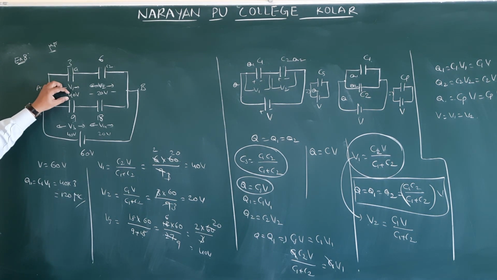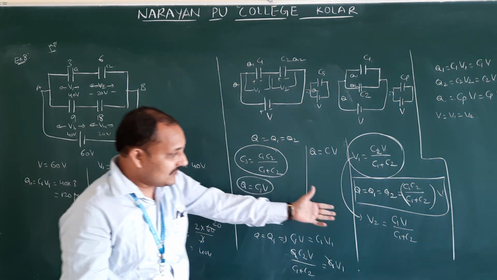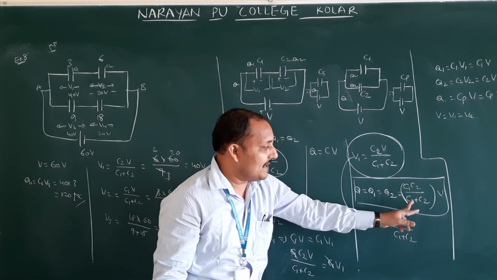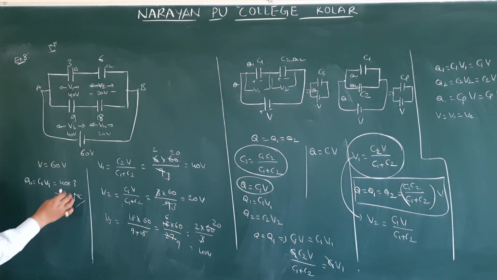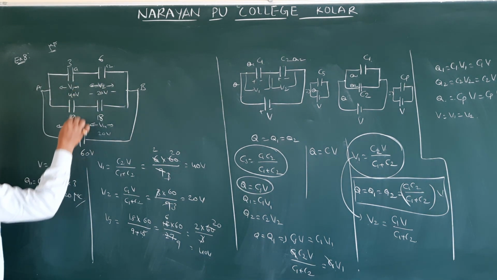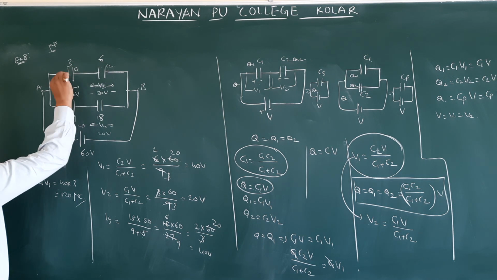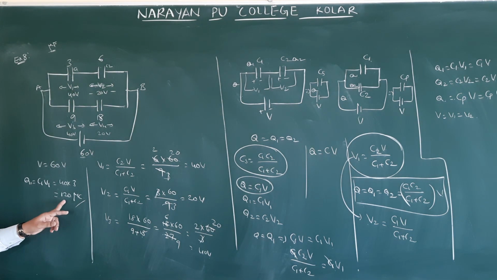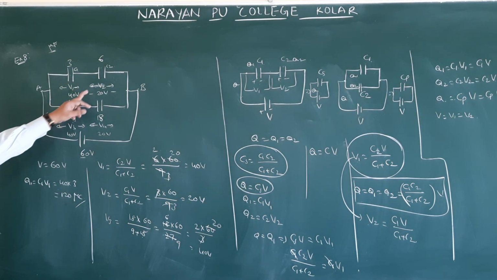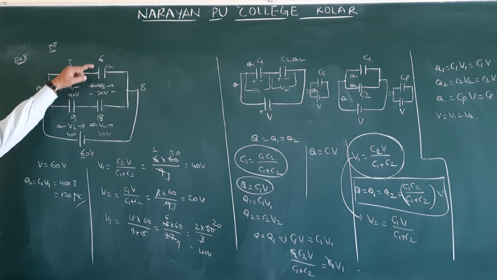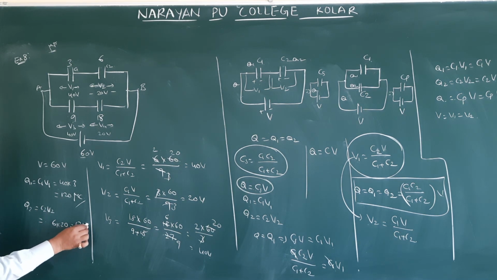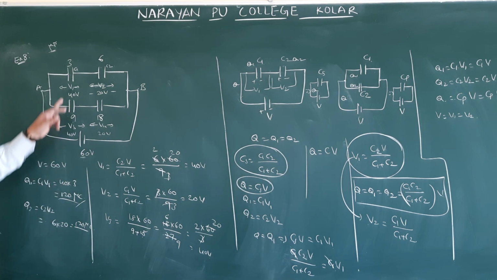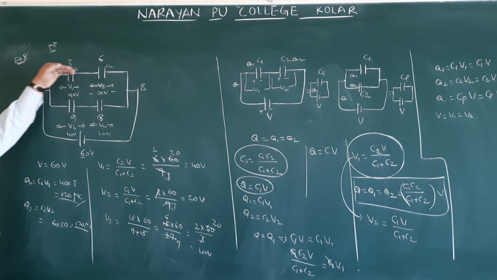If they didn't give this value, then how to find the charge? By using this formula, C1 C2 by C1 plus C2 into V. V value, how much for this? Total 60. C1 C2 by C1 plus C2, 3 into 6 by 3 plus 6 into 60. You can calculate, you will be getting this value. Now Q2 is C2 into V, so 2 into 60. Q2 is equal to C2 V2, 6 into, again how much you got? 120. You don't need to find it because these two are in series, therefore the charge is the same.